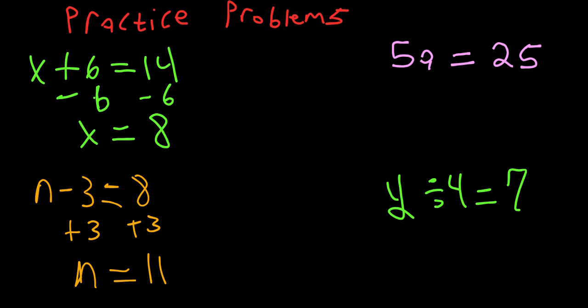All right, moving up to top right. 5 multiplied by a equals 25. So we're going to approach this problem with division. We're going to divide both sides by 5. Okay? And then we get a equals 25 divided by 5 equals 5.